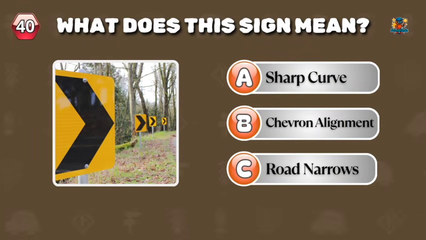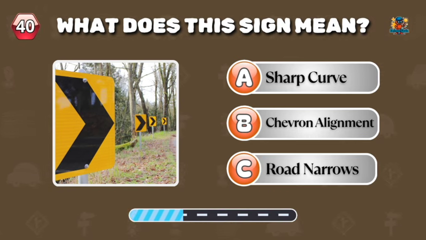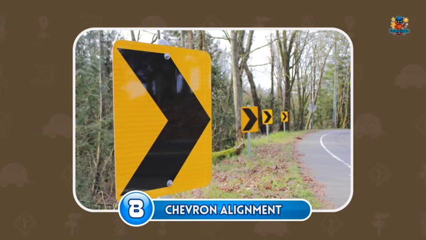Question 40. A. Sharp curve. B. Chevron alignment. C. Road narrows. Chevron alignment. Chevron signs guide drivers through curves. Follow their direction carefully.